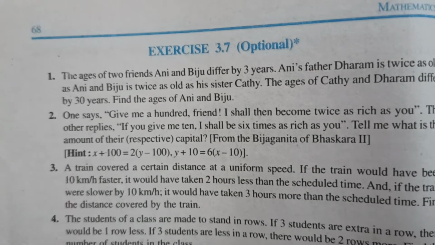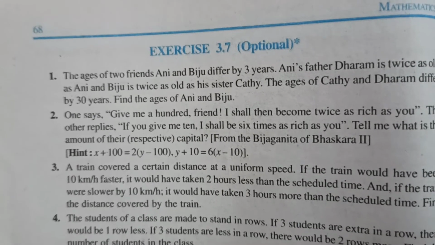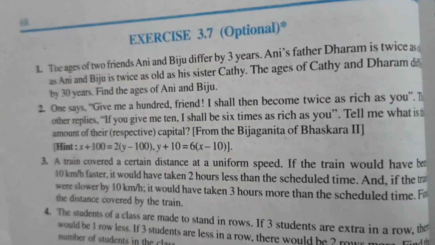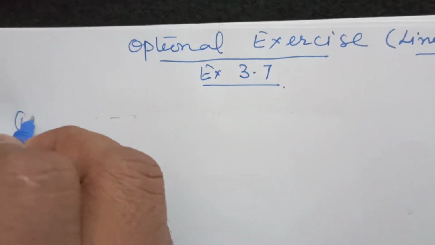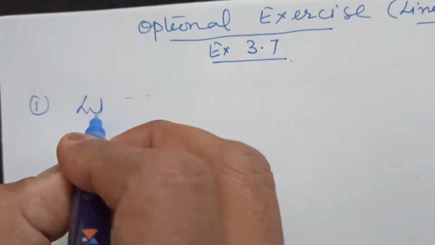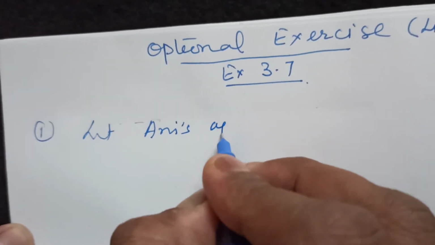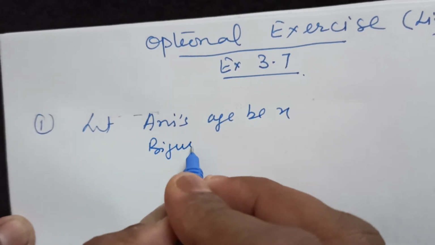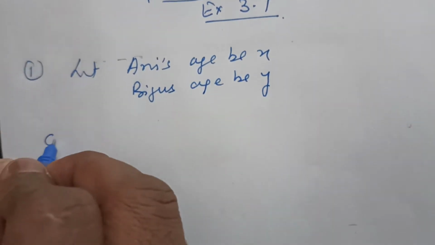Now, whenever this kind of condition comes that it is not mentioned who is elder, then we have to consider two different cases. So I am going to explain how we are going to consider two different cases for these kinds of questions. So we assume, let Ani's age be X and Biju's age be Y.